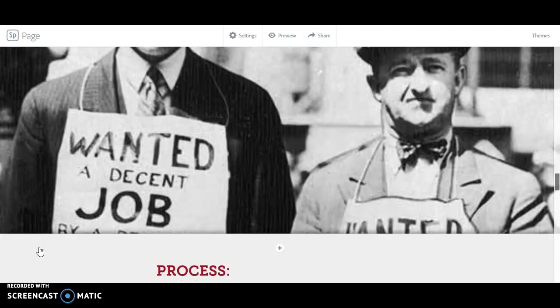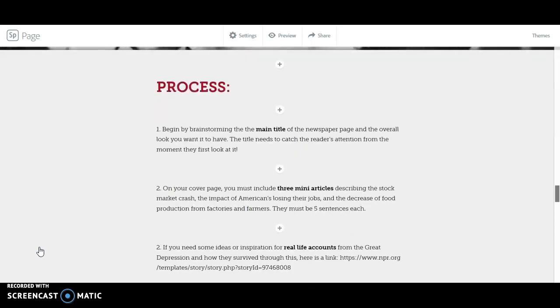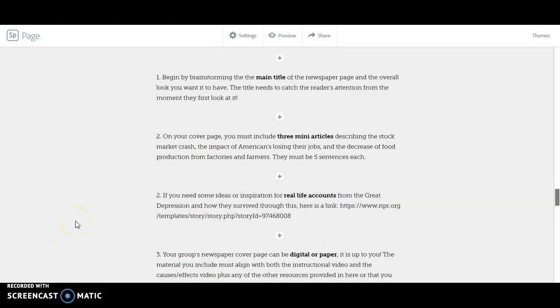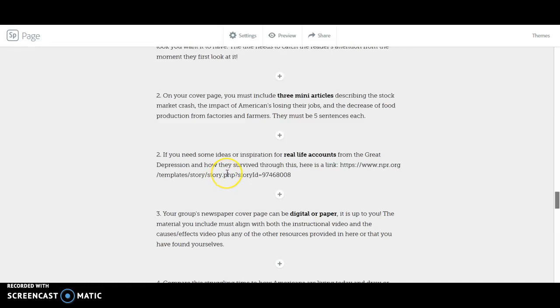As we continue through this Adobe Spark, we get into the process, which is where you need to thoroughly explain the steps, but also in a simple way. So I made sure the students understand that you need to start by brainstorming the title and the overall look of the cover page. Again, they must include 3 mini articles describing these things. And I even included a link right here about real life accounts, just so again they can understand that these millions of lives were impacted by this.